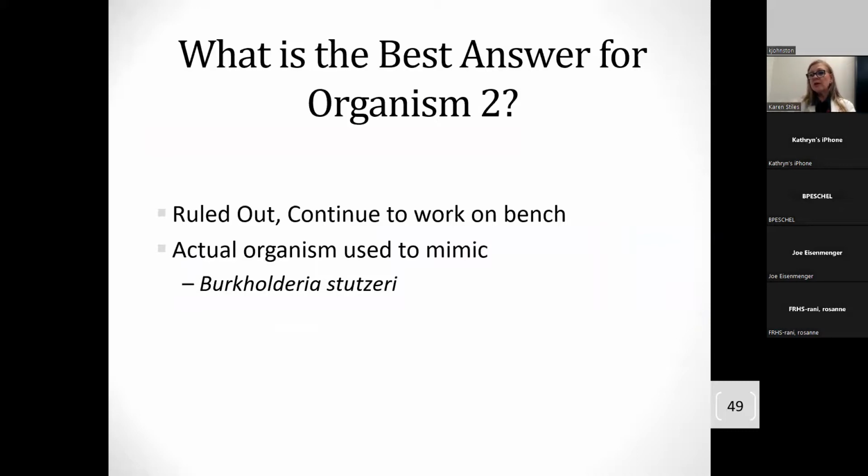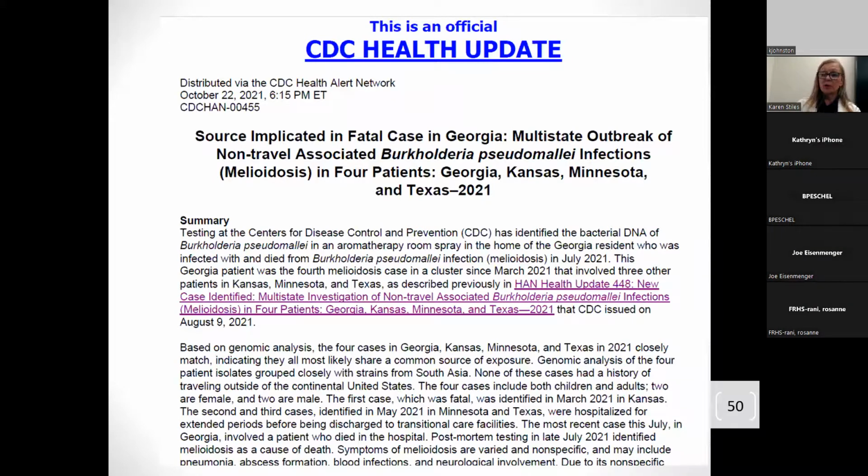This particular organism was a Burkholderia stutzeri, and sometimes can very much mimic the Burkholderia pseudomallei. So why is this organism important?